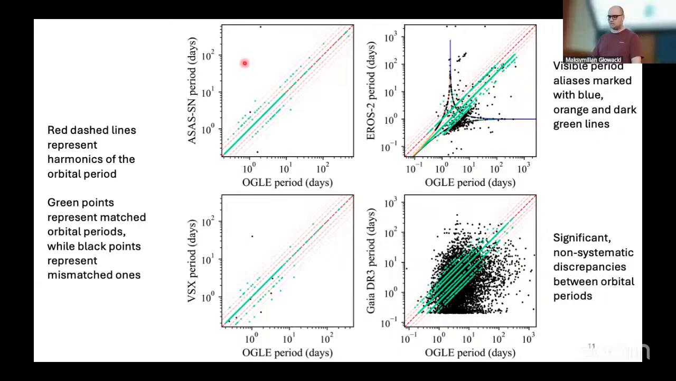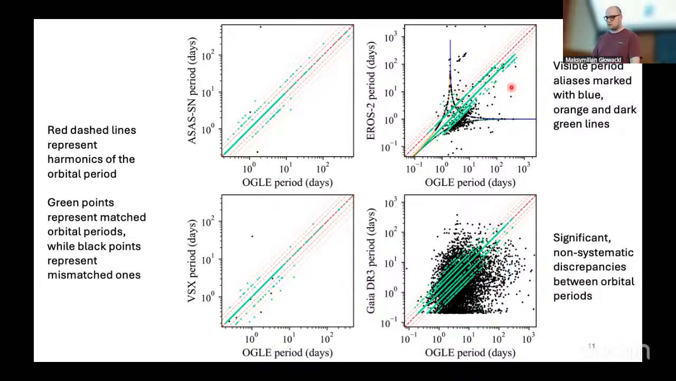And so we see that for ASAS-SN, for example, for nearly all the stars, apart from 3 that are clearly visible here as the black points, the period was successfully matched. And most of it was matched as the main period, not some harmonics of the period.